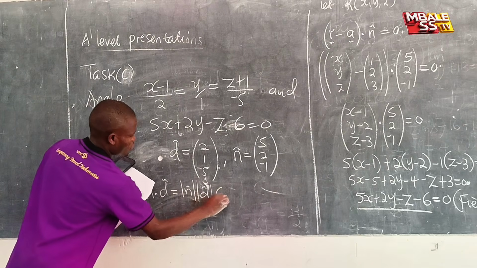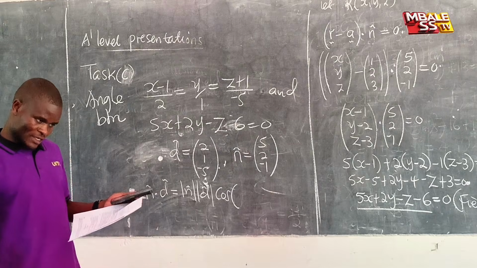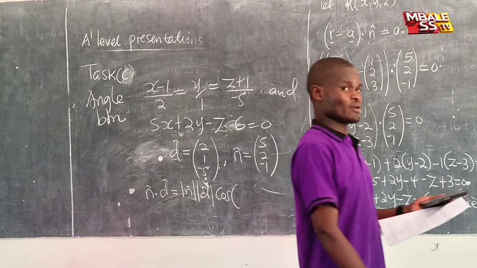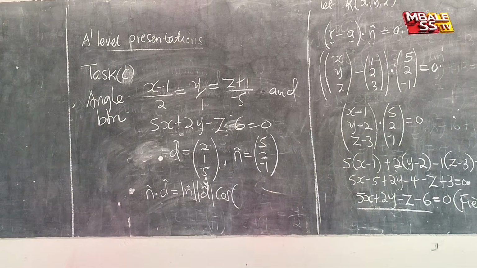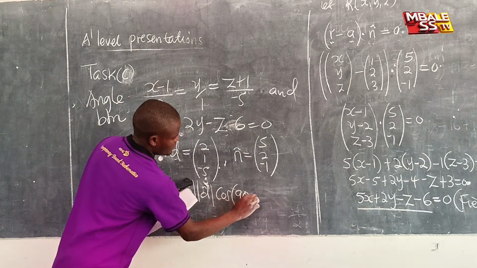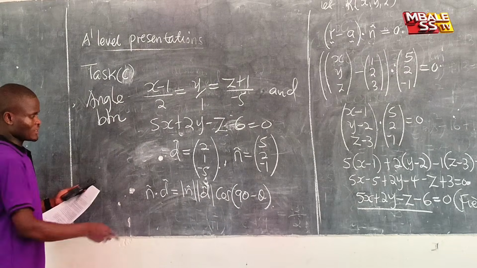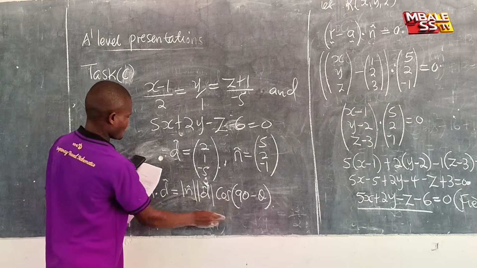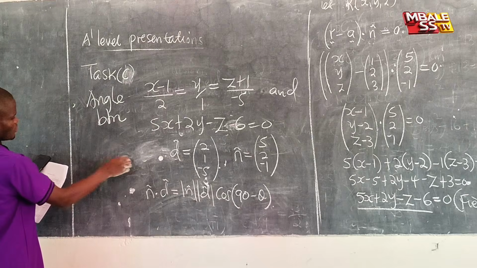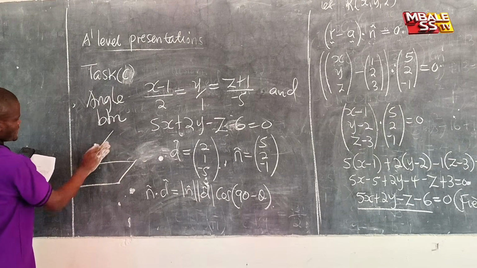It is so funny when you are looking at a line and the plane. We are going to now put a cos, but with the restrictions. This one will be cos of 90 minus theta, if theta is the angle between that line and the plane, because a plane is just like a surface.